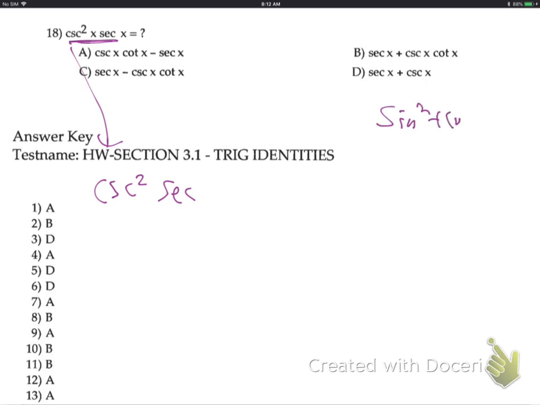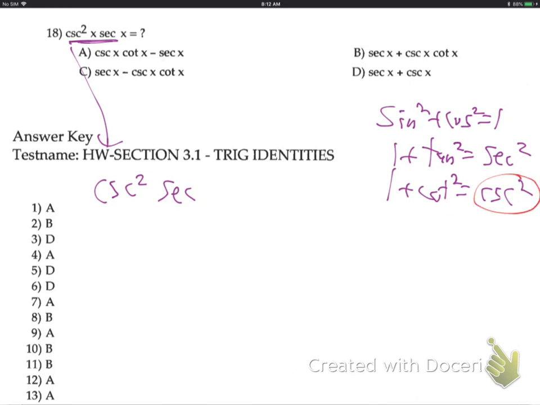Sine squared plus cosine squared is 1. 1 plus tangent squared is secant squared, and 1 plus cotangent squared is cosecant squared. Yeah, I like Destiny's plan better. I think it's going to work way better.